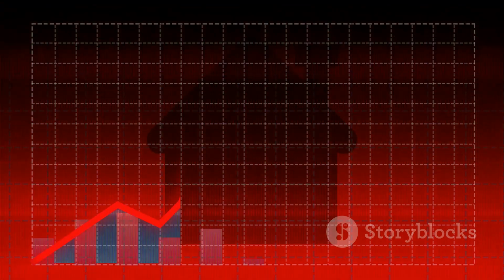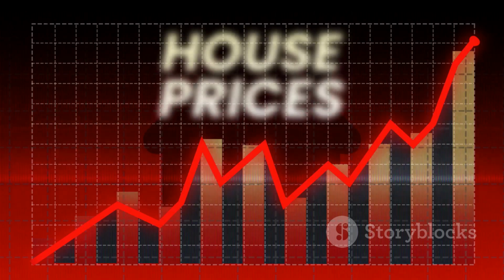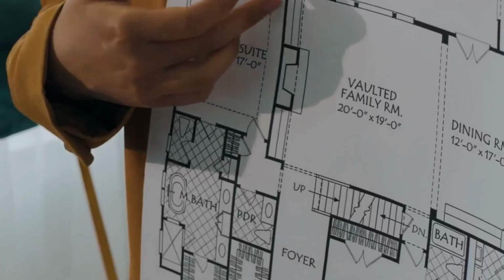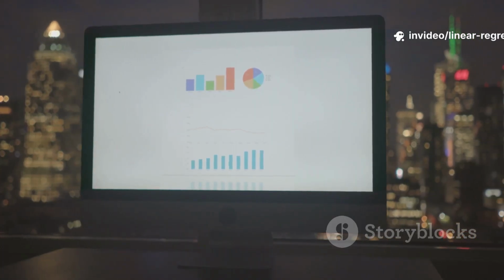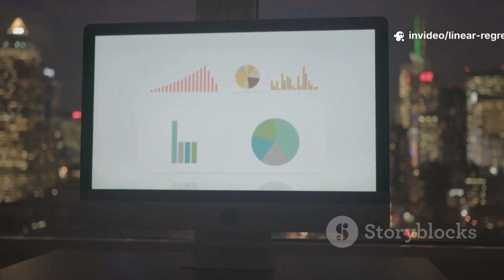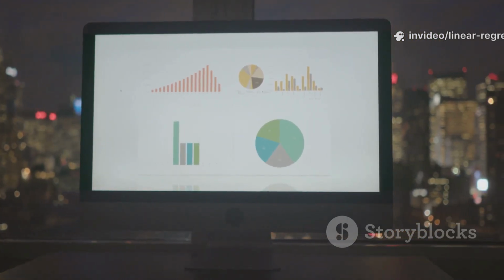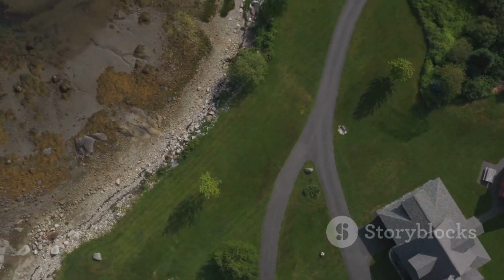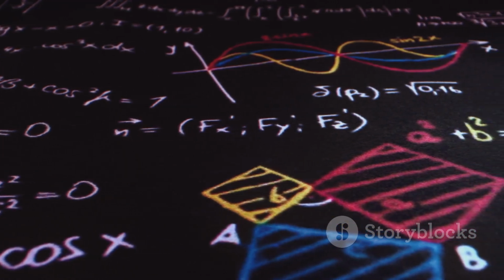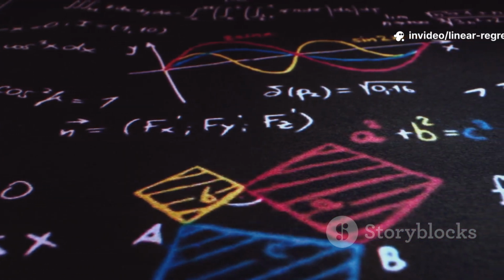Here, y is your prediction, say, the price of the house. The x's are your features, like square footage or bedrooms. The w's? Those are the weights or coefficients. They tell you how much each feature actually matters. For example, if w1 is huge, it means square footage really impacts the price. And b is your bias or intercept, what the prediction is when all features are zero.